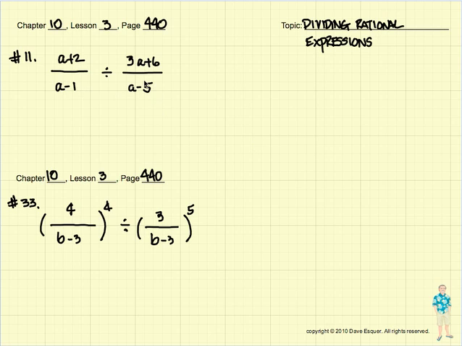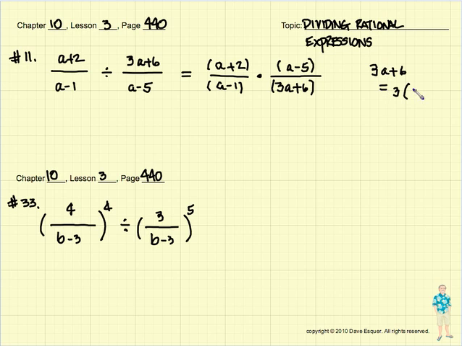So let's give this a shot for problem number 11. Number 11 has a plus 2 in the numerator, a minus 1 in the denominator. And I'm going to just put some parentheses around there so I can keep myself organized. And I'm going to flip this second term, a minus 5 in the numerator now, and 3a plus 6 in the denominator. Well, I'm looking at 3a plus 6, and I think I can factor out a 3, which leaves me with an a plus 2.